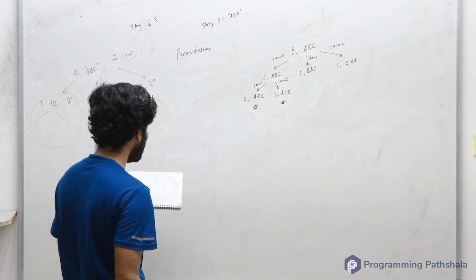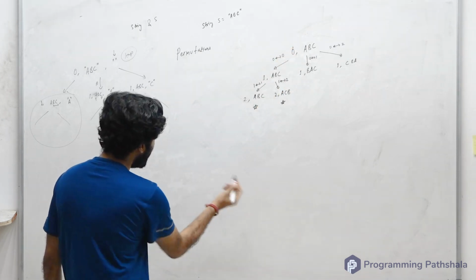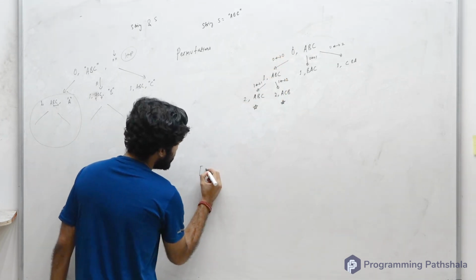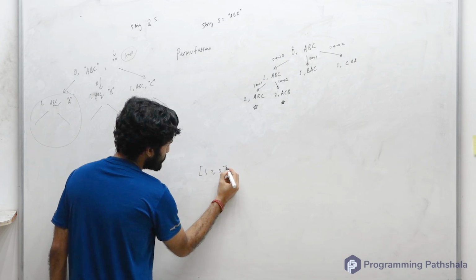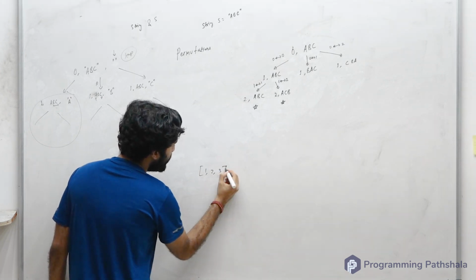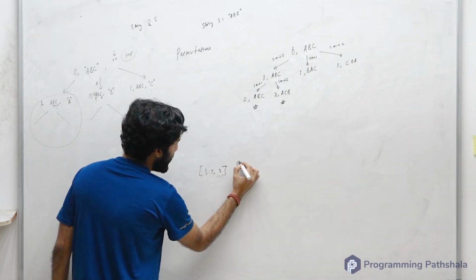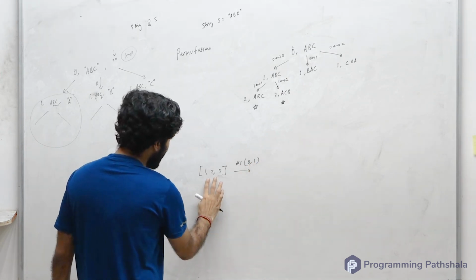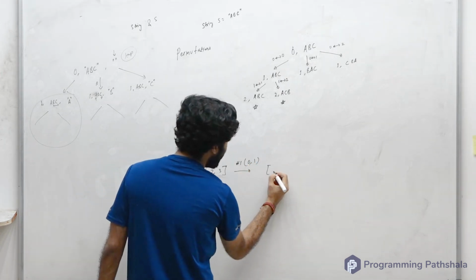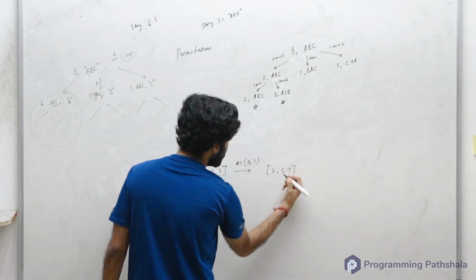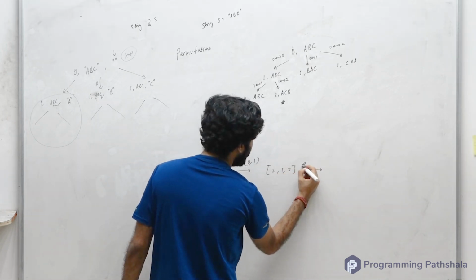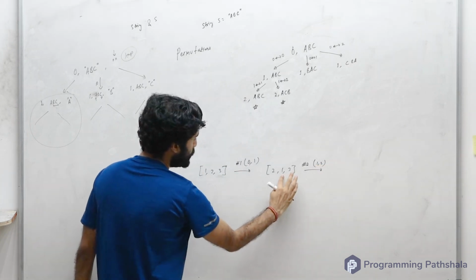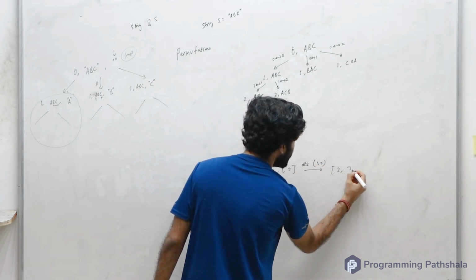So let us understand one thing. Let's say there is an array 1, 2, 3, and then you performed some actions on it. Action 1 is to swap index 0 with index 1. If you swap index 0 with index 1, you will get 2, 1, 3. And then action 2 is performed, which is to swap index 1 with index 2. If you do that, you will get 2, 3, 1.